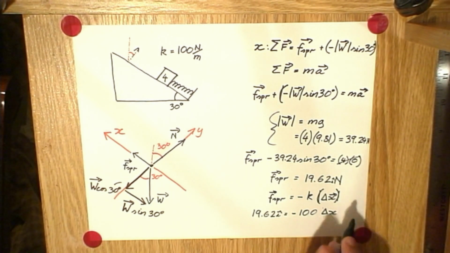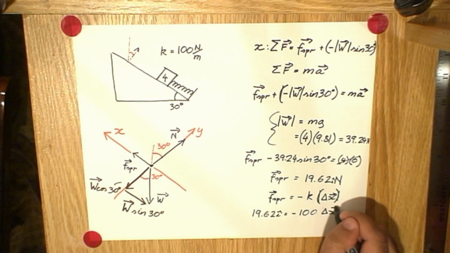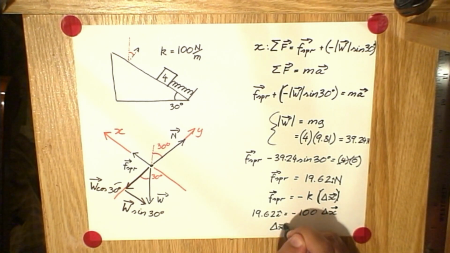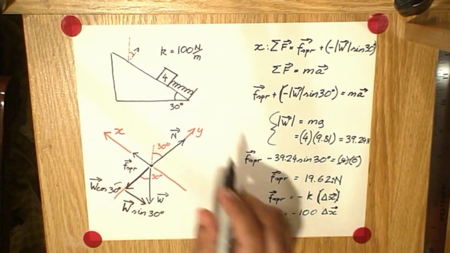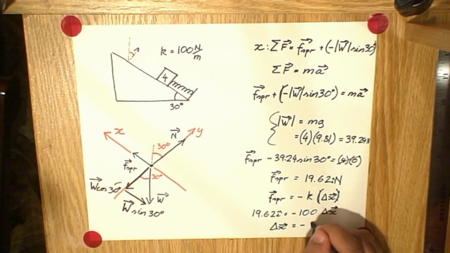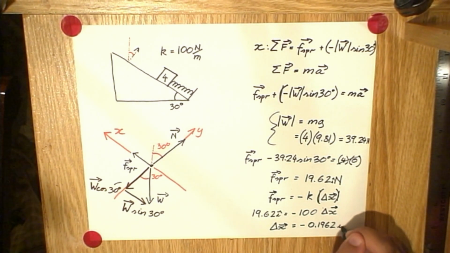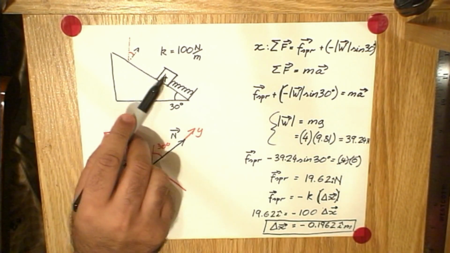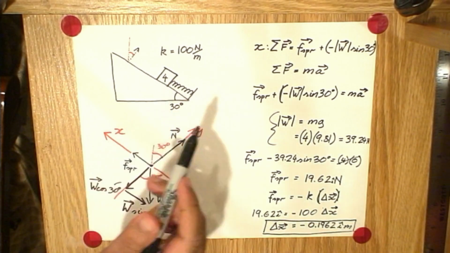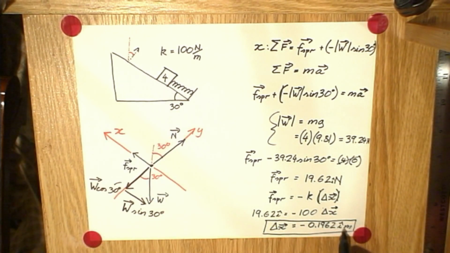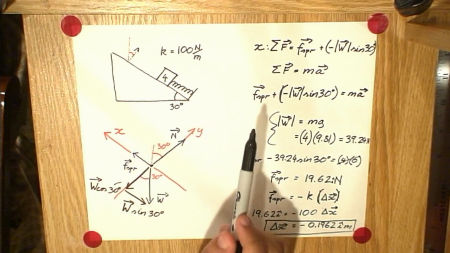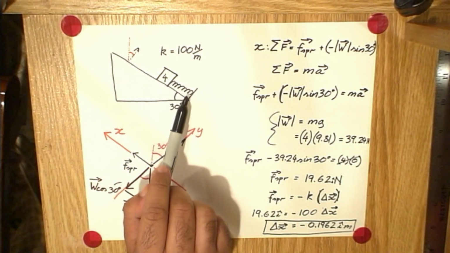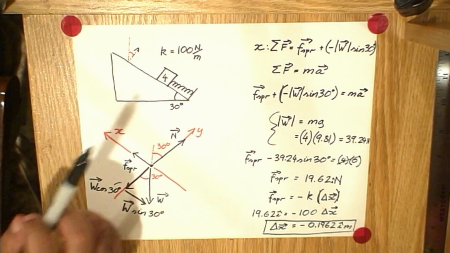100 times delta x. So, divide both sides by negative 100, and you wind up with the displacement of the object, or equivalently the compression of the spring, is equal to negative 0.1962 meters in the i hat direction. So this object descended down the ramp and compressed the spring by 19.62 centimeters, or equivalently 0.1962 meters. That is the compression of the spring that is required so that the spring can push up in the opposite direction and prevent any motion.